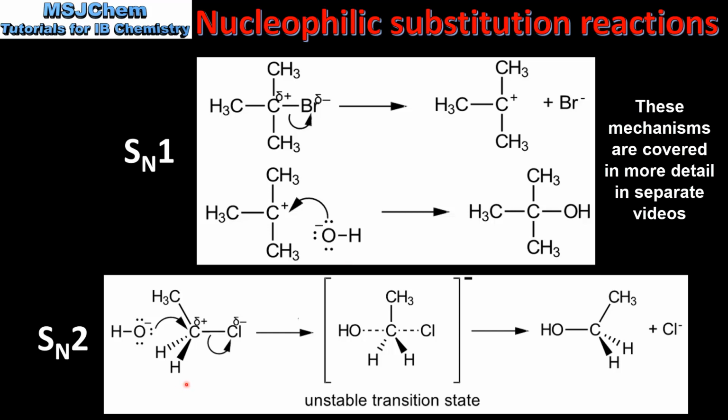The SN2 mechanism is a one-step reaction. The nucleophile attacks the halogenoalkane via a backside attack. In the transition state, both the nucleophile and the halogen are weakly bonded to the carbon atom. We then have the formation of the product, which shows the inversion of configuration.